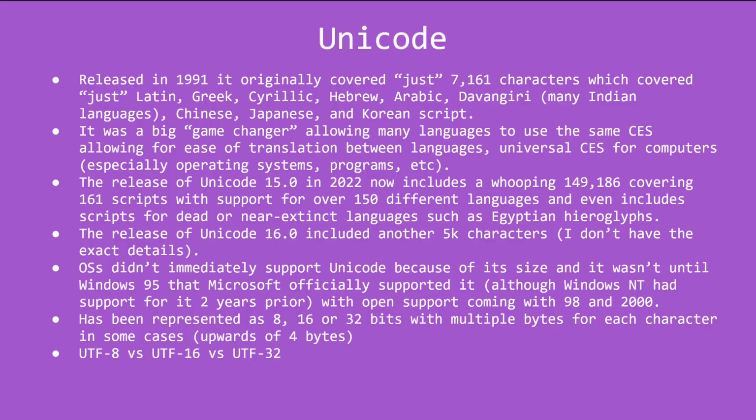As this is expanded, Unicode has gone through revisions. The most recent revision that I could get data on is Unicode 15. That came out just 4 years ago, and it supports almost 150,000 characters, 161 scripts, 150 different languages, and it even includes scripts for barely spoken written languages, dead languages, near extinct languages. So we're talking Old English, AKA Anglo-Saxon, Egyptian hieroglyphs. If you go back in time, you're going to be covered by Unicode.